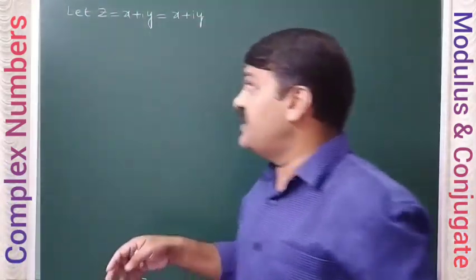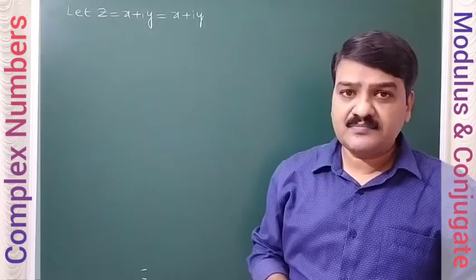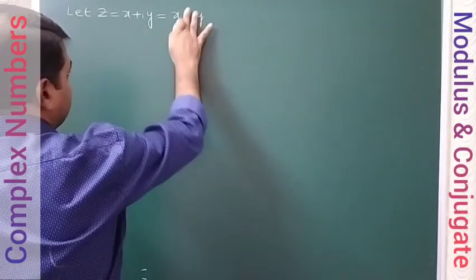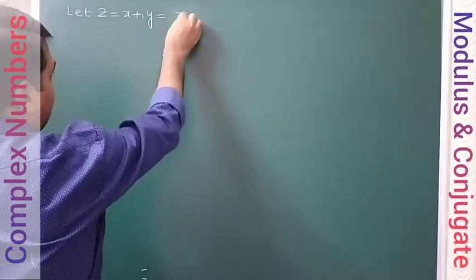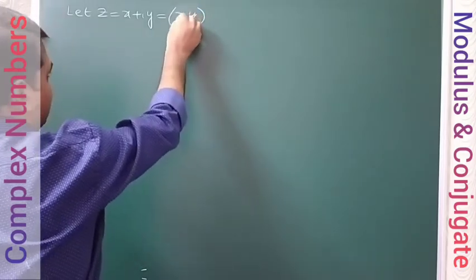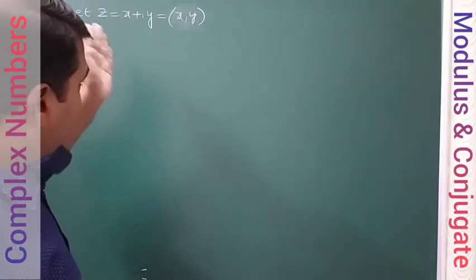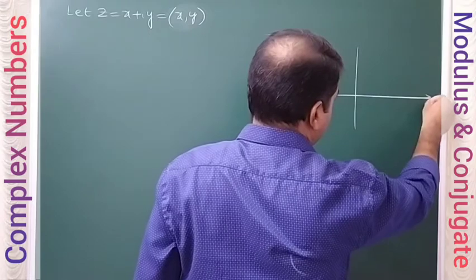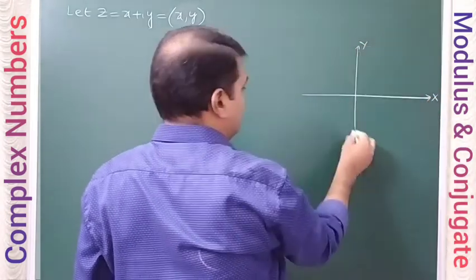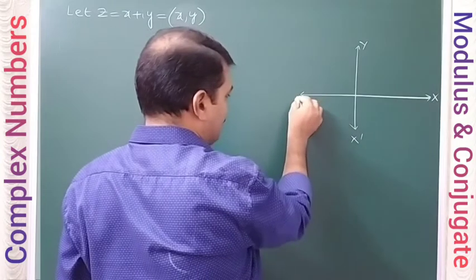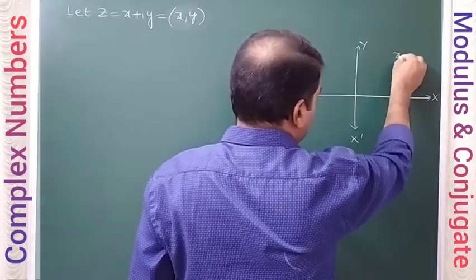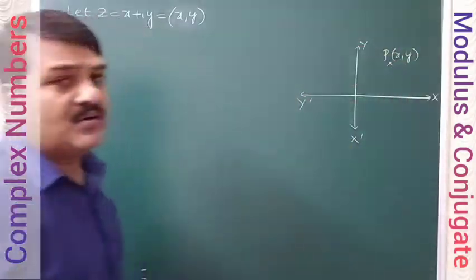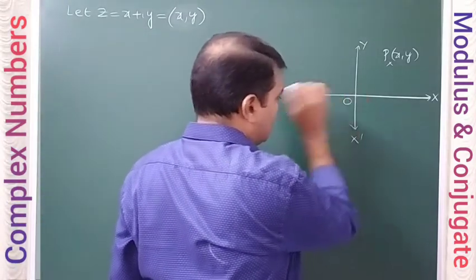So if z is equal to x plus iy is a complex number, we know that the complex number can be represented as an ordered pair x comma y. So now when we plot this point in the coordinate plane, let us suppose the point is in the first quadrant. This is just a supposition, the point can be in any quadrant. So let us suppose x comma y is somewhere here, and this is the origin.